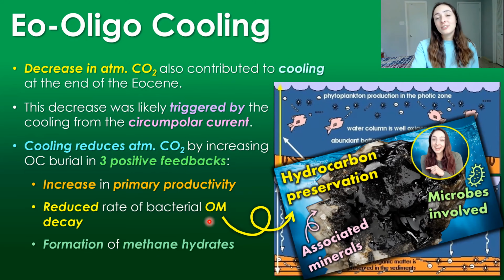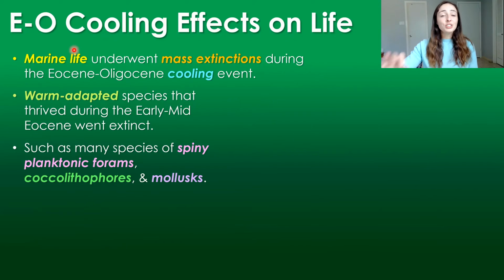The third positive feedback mechanism, though, was formation of methane hydrates. The cooling increased the formation of methane hydrates that could freeze and not continue melting, and that caused more methane to be trapped in the hydrates so that it wouldn't be released to the atmosphere and it wouldn't convert to carbon dioxide, etc. So it was just more sinks for carbon, and that just ultimately reduced the carbon dioxide in the atmosphere. But life doesn't just undergo extinctions when it comes to warming.